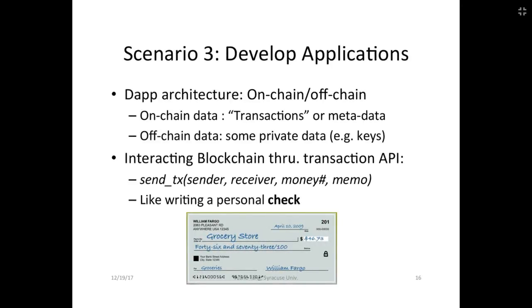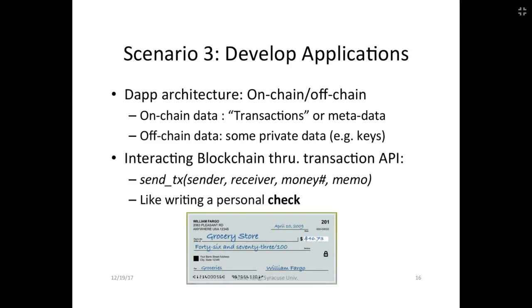So let me talk a little bit in detail about how you can develop an application on top of a blockchain. What kind of interface does it expose? So first of all, this application or distributed application on top of blockchain has its architecture consisting of two parts. One is the program and data that execute inside the chain, or on-chain part. The other part is the data that has to be stored off-chain. So when you design an application, you have to think about what kind of data should be put inside the chain and what kind of data should be put outside of the chain.